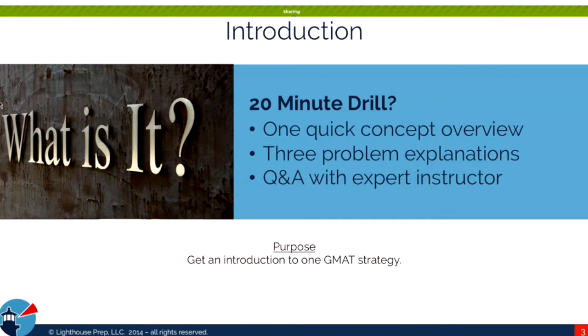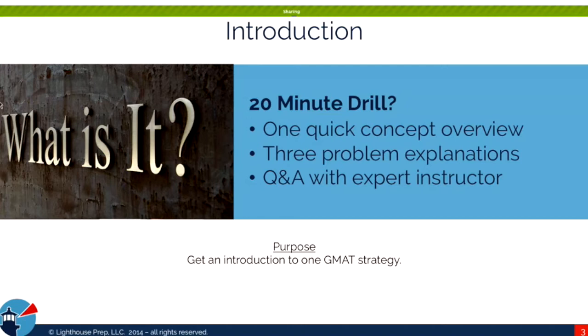So in a 20-minute drill, we cover one concept, and I want to be very clear about this. We don't want to go into a lot of depth, right? Because 20 minutes is not enough time to have a lot of depth of conversation. So what I'd like to suggest here is use the 20-minute drill as an introduction to the concept. So learn a little bit about the concept, and then from there go on and do some additional practice. Apply the skill that we talk about in this 20-minute drill to some practice problems, and maybe read a little bit more about it so you get some more in-depth understanding.